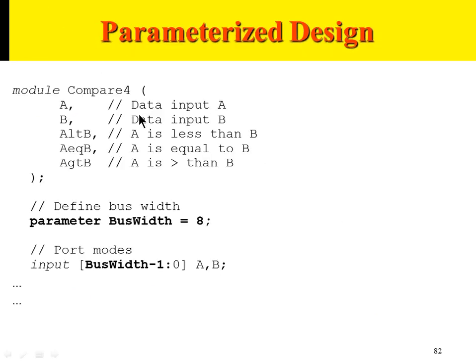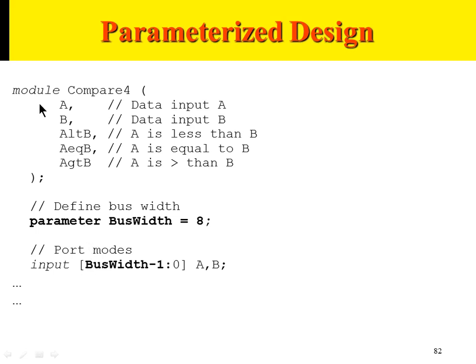Parameterized design. So we know that we can use parameters in Verilog. Parameters are basically constants in Verilog. They can be defined once and used multiple times. A parameter can be defined anywhere in the module, and it can be used throughout the module. If you declare a parameter at the start of the module, you can use it even for the input and output declaration purpose.